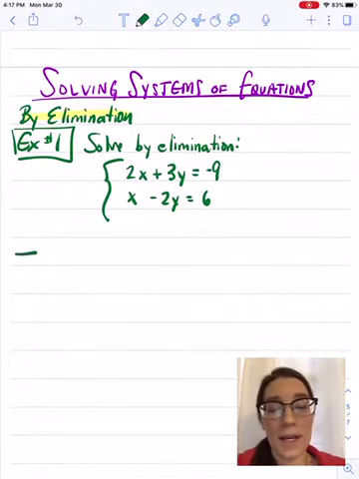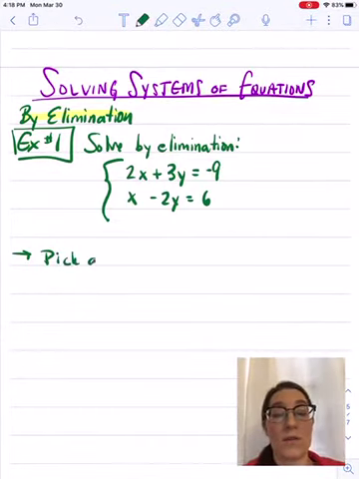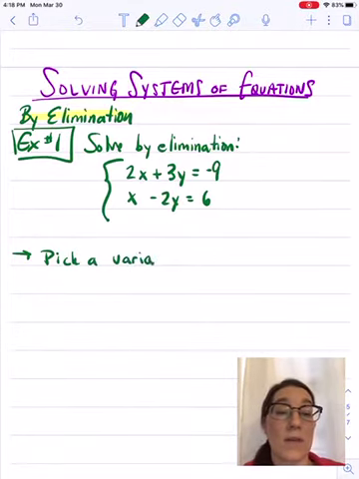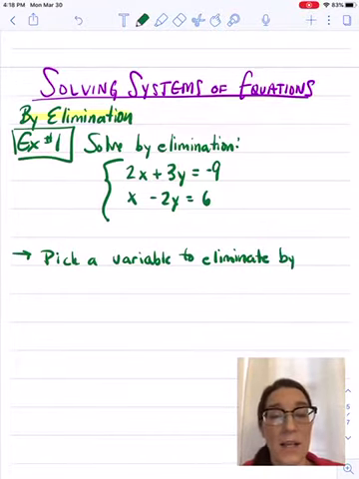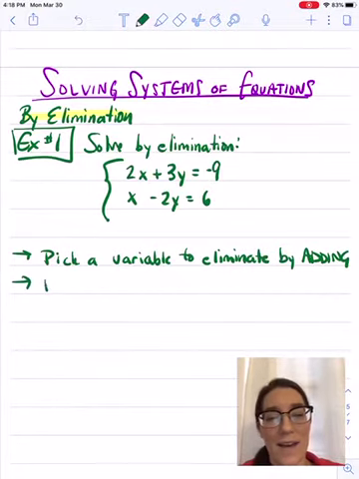When you eliminate, you have to pick a variable to eliminate. I'm going to do this one of two ways. So the first time, the variable that I'm going to eliminate is going to be x, and then I'm going to do the problem again, just to show you that you can solve for y.